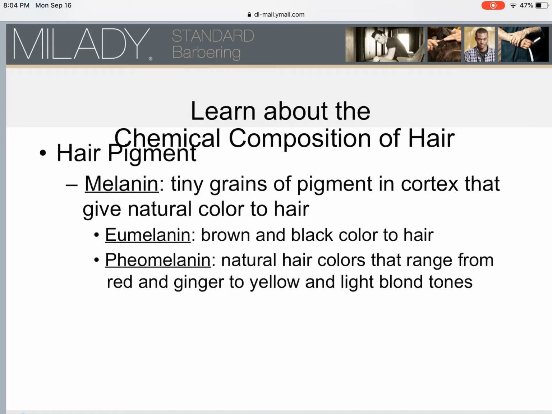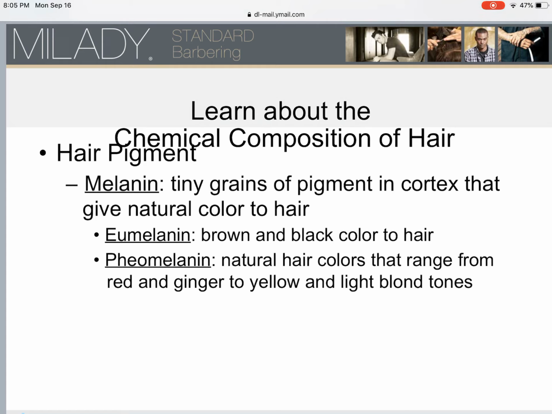Okay, your natural hair color is the result of the melanin pigment found within the cortex. We talked about the cortex being the middle layer of the hair. The cortex is where the chemical change takes place. The cuticle is the outer layer, cortex is the middle layer, and the medulla is the innermost layer. Okay, you're going to see this word melanin a lot. Whenever you see this word melanin, I want you to think of pigment or color. But technically, what is melanin? Melanin is the tiny grains of pigment in the cortex that give natural color to the hair.